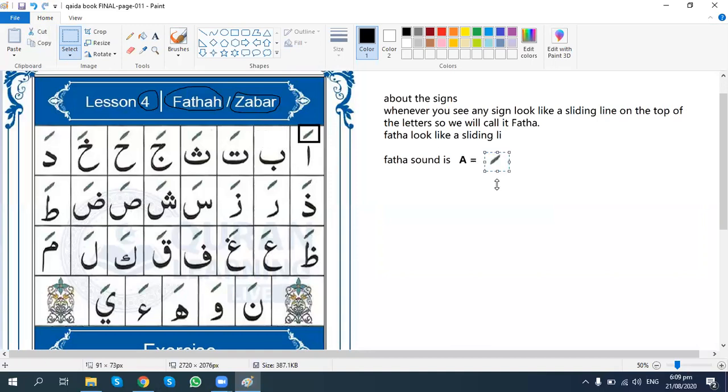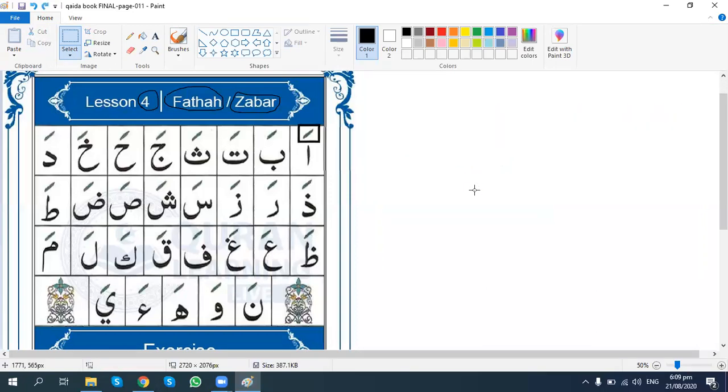As you can show your student by writing on the whiteboard, whenever you tell your student the sound of fatha is a. What is the sound of fatha? A. We denote this sound with the letter a. Now how will we read any letter which has a fatha?